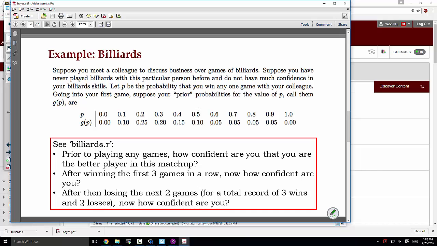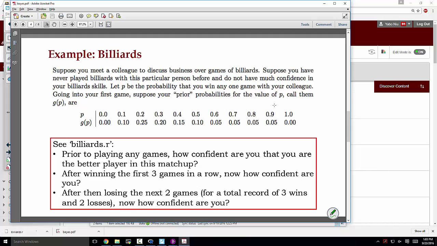If we're going to observe some data, which we are because we're about to play some games, we need a prior to enable Bayesian inference. Here is a possible prior that we might pick. P is actually a continuous number. It can be anything between 0 and 1. As a simple illustration of Bayes' inference, though, I'm going to only allow these 11 possible values for P.